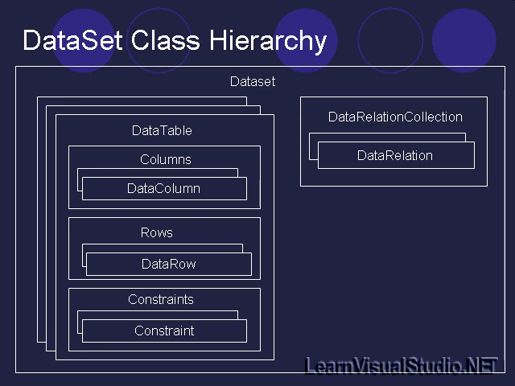Just real briefly, I want to talk about the class hierarchy for data sets. You'll notice that a data set contains two major collections, a data table collection and a data relation collection. The data tables contain columns and contain rows, and then also there's a relationship that's not depicted here between columns and rows. And then constraints, so you can enforce business rules through the columns and rows. Data relations connect tables together. So again, as we pointed out in the last slide, if you have tables from different data sources, you can enforce referential integrity between those two data tables through the use of a data relation object.